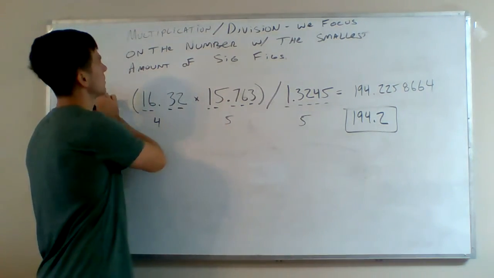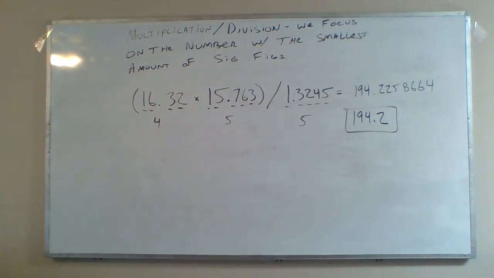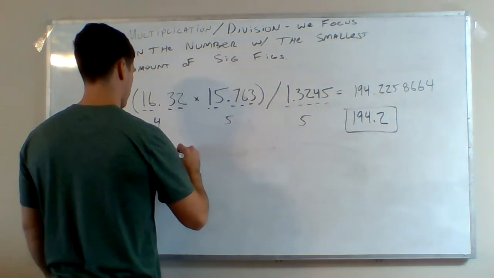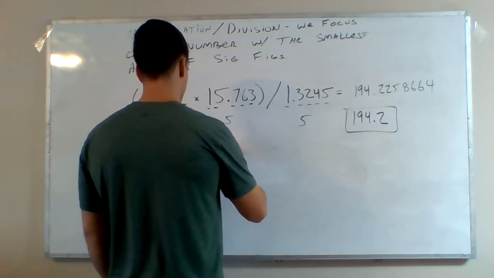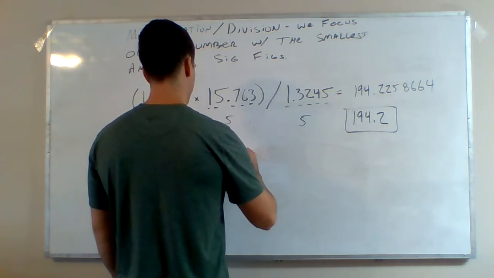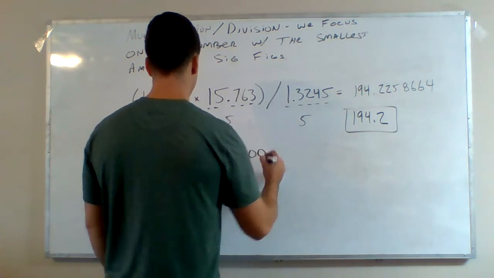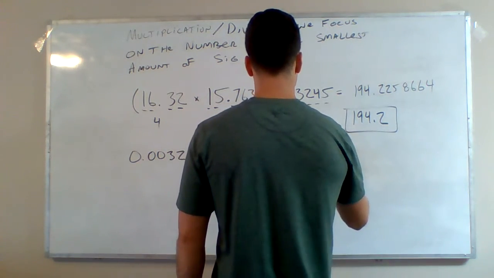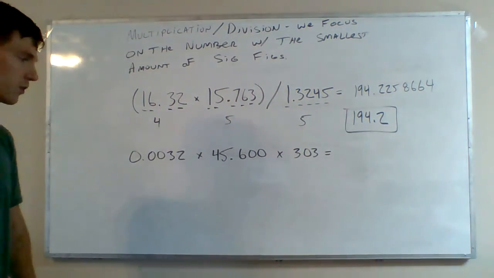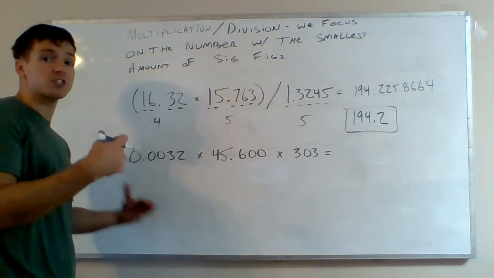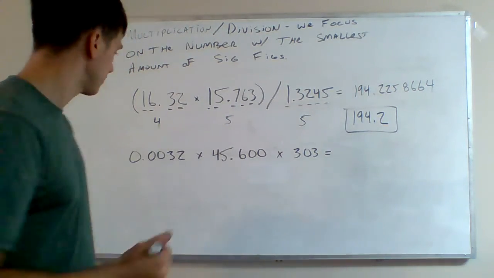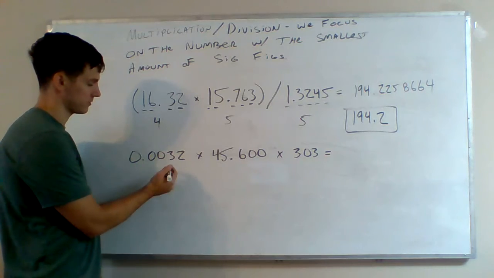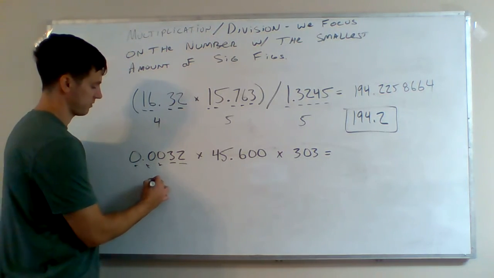So let's go, I have 0.0032 times 45.600, and we'll do times 303. Okay, so again we have multiplication. So we're just focusing on which number has the smallest amount of sig figs. So, leading zeros. Do we ever count leading zeros? No. Okay, so this one only has 2 sig figs.